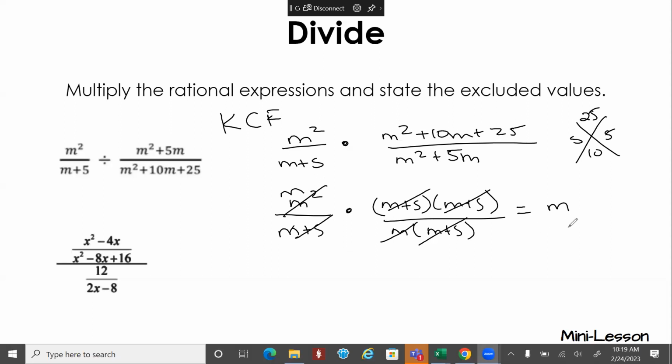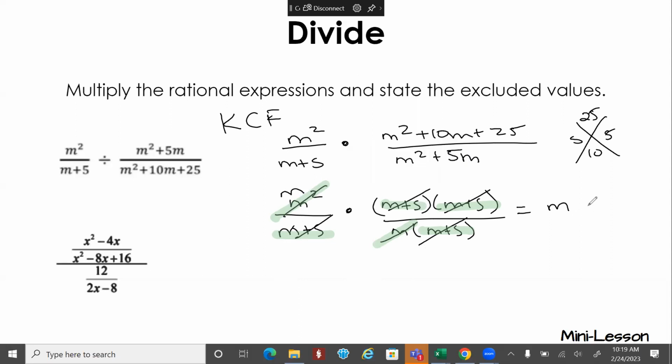Sorry. The m. Yes, ma'am. At the bottom, the m squared and then the m plus 5. You took out the m, right? I took out these m plus 5s. So I did m plus 5, m plus 5. Those canceled. M plus 5 and m plus 5 canceled. And then I said m squared and m cancels, but I'm left with an m up here. Okay.